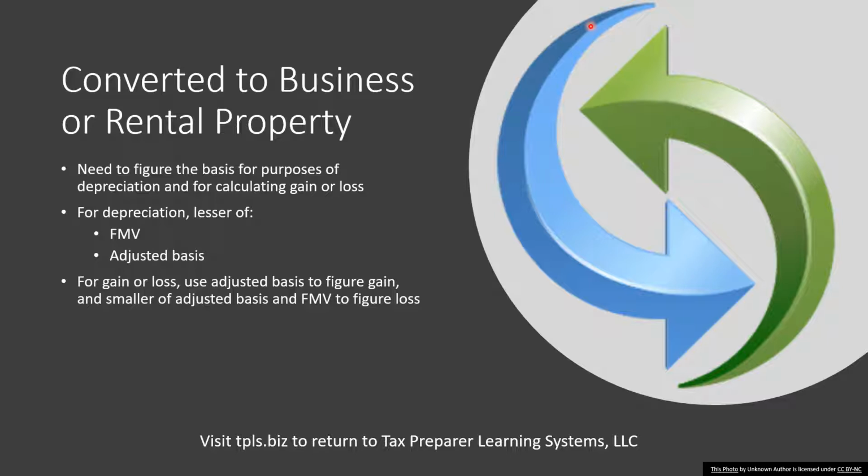If we later sell or dispose of property changed to business or rental use, the basis of the property we will use depends on whether we're figuring for gain or loss. The basis for figuring a gain is adjusted basis when we sell the property. The basis for loss starts with the smaller of adjusted basis or fair market value at the time of the change, then adjust this amount for the period after the change in the property's use to arrive at a basis for loss.